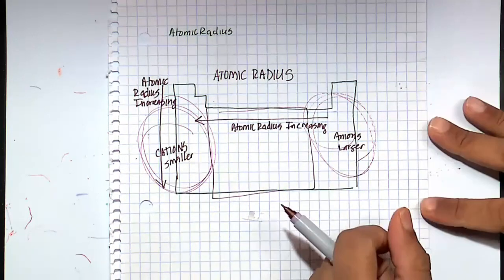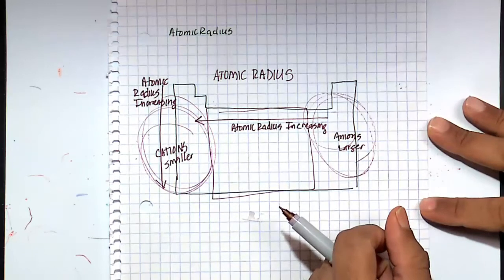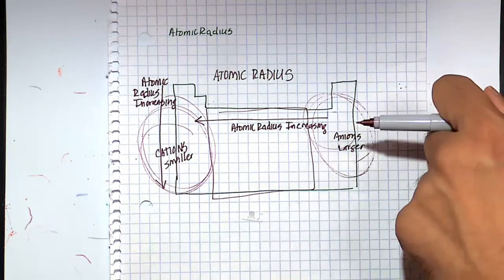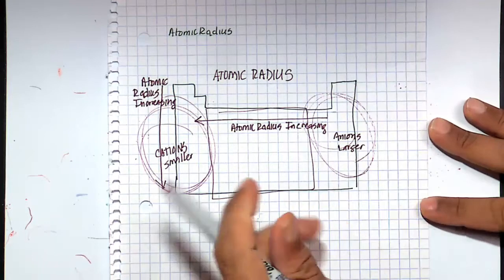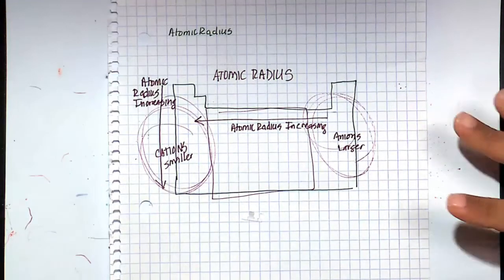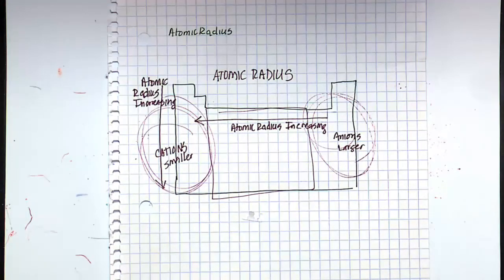The overall trend in the periodic table for atomic radius, not ionic, is that it increases from right to left across a period, and it increases down a group because of increasing principal quantum number.